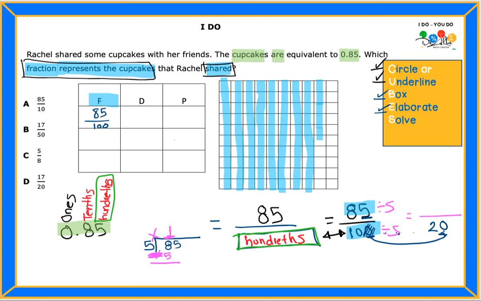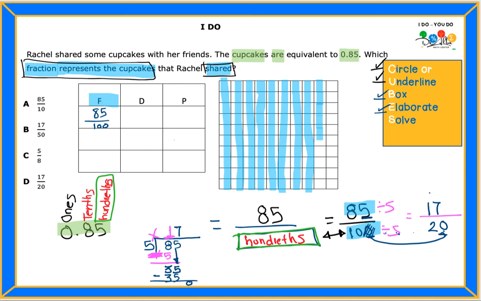8 minus 5, yes, that is 3. And then we bring down the next digit. 5 times what gives me 35? That's a 7, great. And 5 times 7 is 35, so we subtract, our remainder is a 0. Great. So when we divide 85 by 5, we get 17 out of 20.